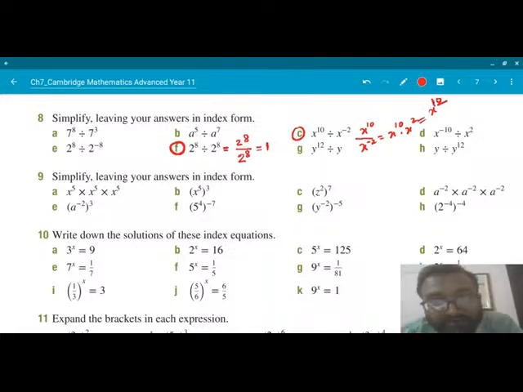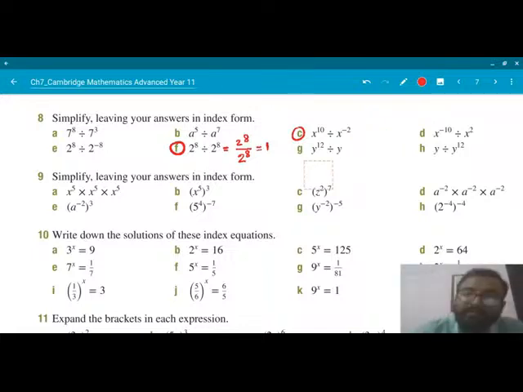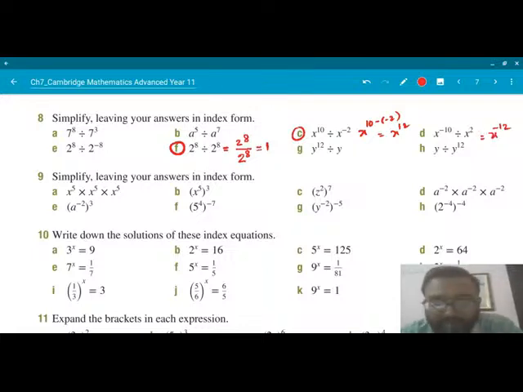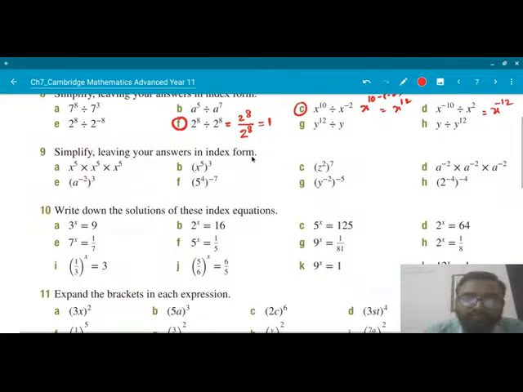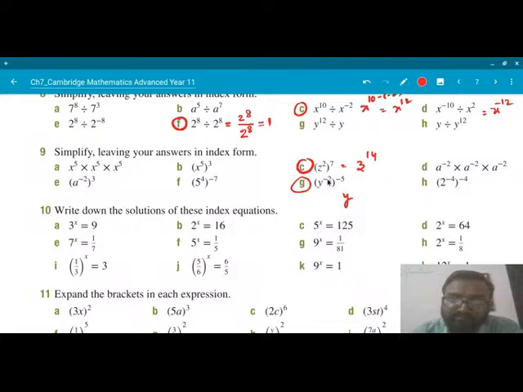Is it clear? Don't divide. We have to subtract the powers. Or you can directly remember that it is x power 10 minus of minus 2, which is x power 12. Okay. And it is x power minus 10 of minus 2 is minus 12. Okay. So this is the way. So what is this C in the ninth question? Very good. What about G? Y power 10. Okay. What about H?